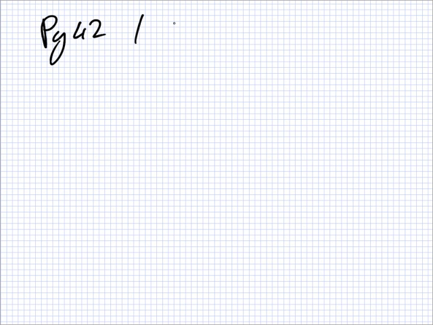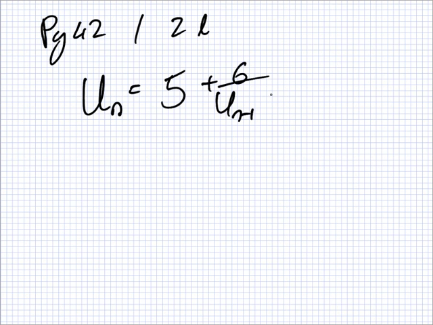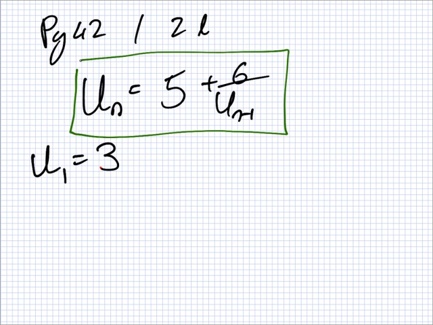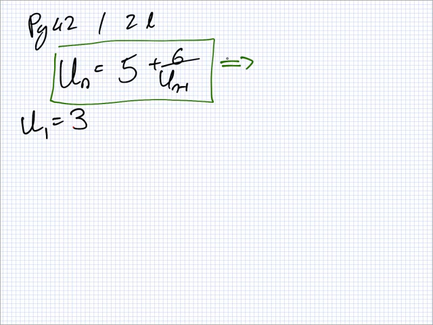Page 42, 2L. So u_n equals 5 plus 6 over u_n minus 1, and you're told to start at 3. This is how I like to think of this question. Look at this formula. For me, it's easier to think of this formula in words, as a sort of sentence. I would say the next term is equal to 5 plus 6 over the previous term. So I'll say 5 plus 6 over the term that I'm on, so I'll just call it the last term. In words, that's what the formula is saying.